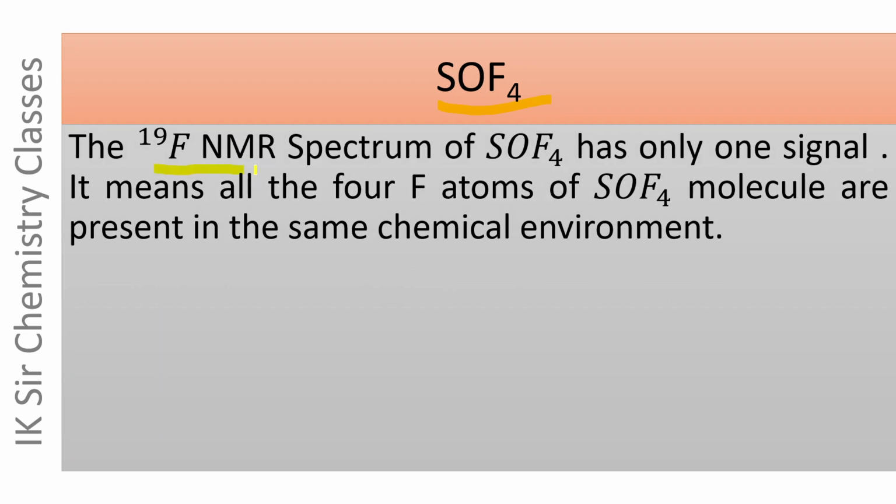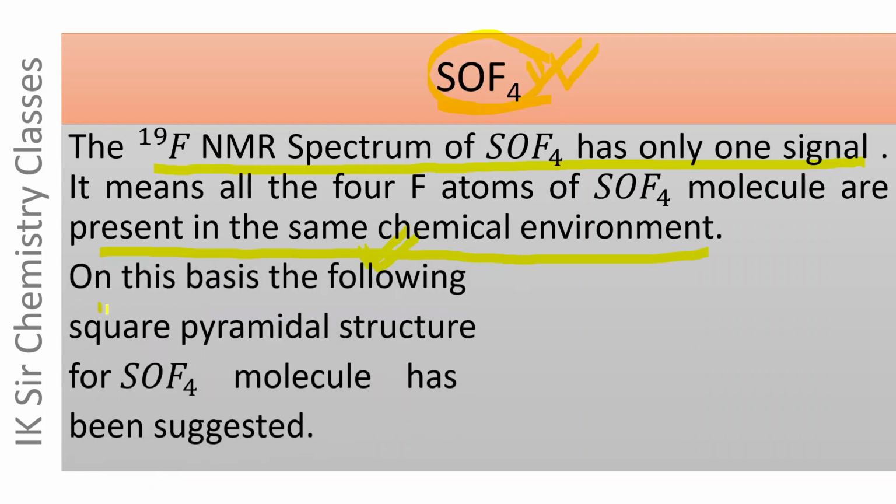The F-19 NMR spectrum of SOF4 has only one signal. It means all four fluorine atoms are present in the same chemical environment. The F-19 NMR spectrum of SOF4 consists of only one signal. It means all four fluorine atoms of the SOF4 molecule are present in the same chemical environment, and they are equivalent. On this basis, the following square pyramidal structure for the SOF4 molecule has been suggested.